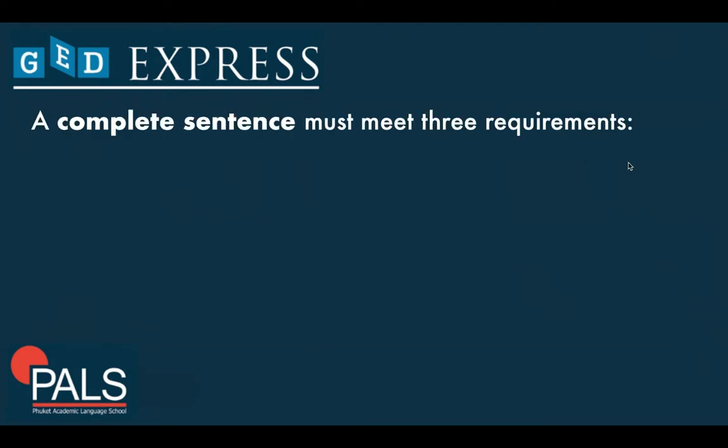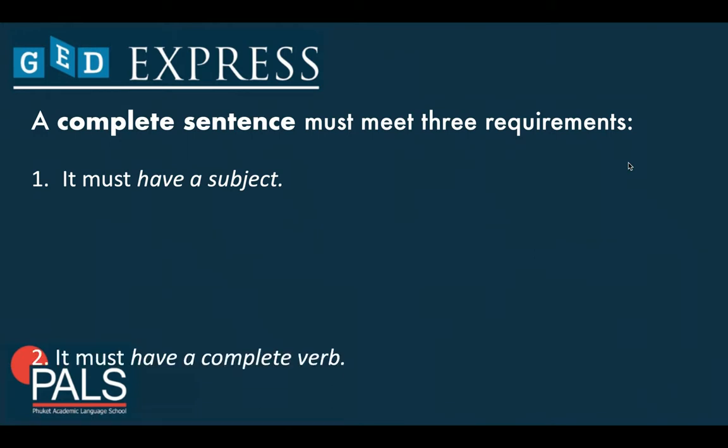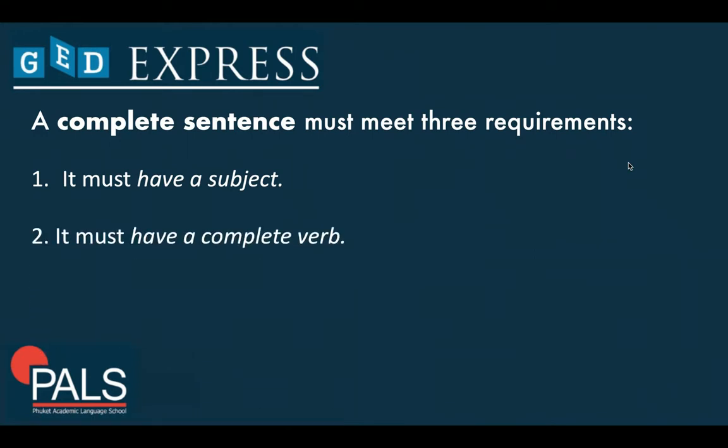So let's find out what makes a complete sentence. There are 3 requirements. 1, it must have a subject. 2, it must have a complete verb. And 3, it must express a complete thought. If any one of these is missing, then it's not a complete sentence.